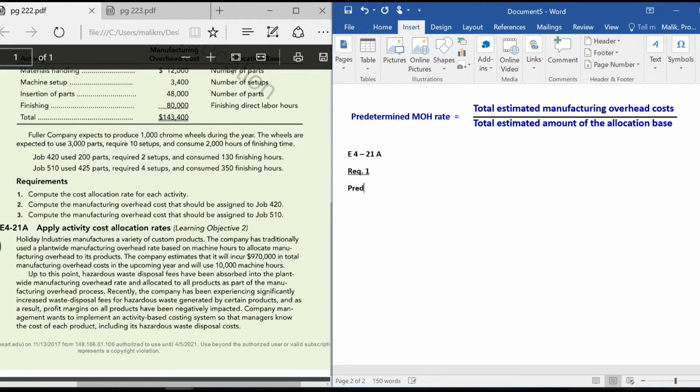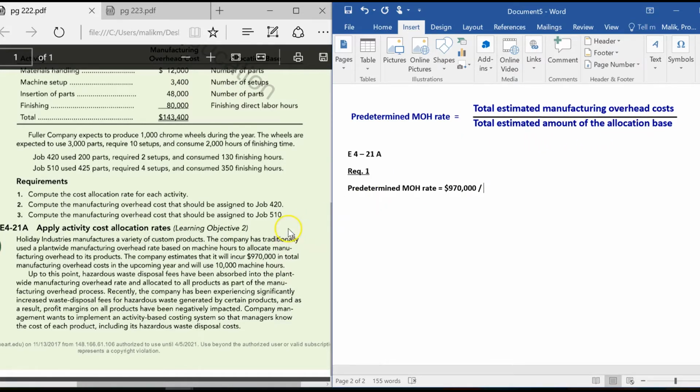Predetermined manufacturing overhead rate will be our total estimated manufacturing overhead cost, which we just found, $970,000. And then we will divide it by our total estimated amount of the allocation base.